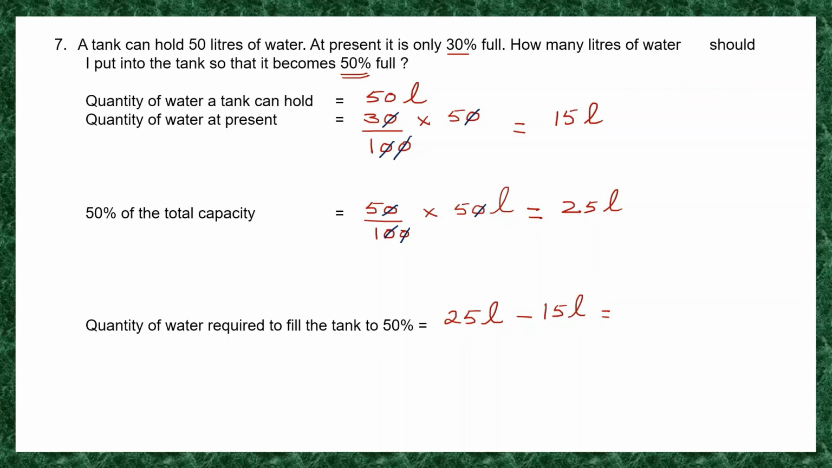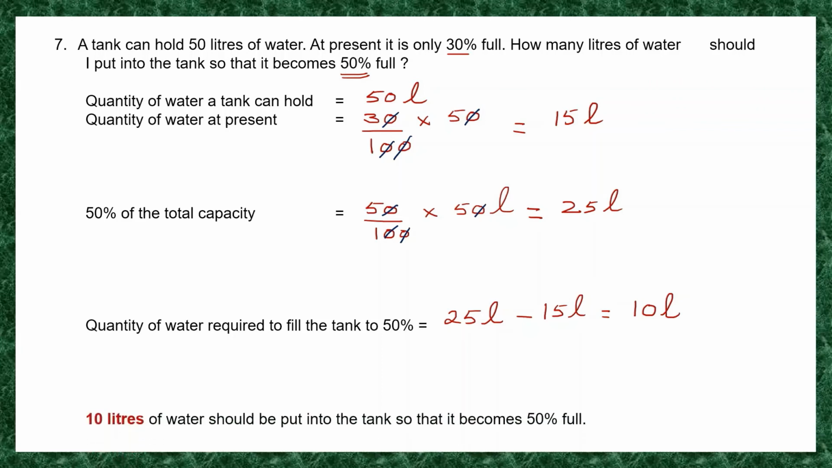So 25 minus 15 is 10 liters. So the quantity of water required to fill the tank up to 50% is 10 liters. So 10 liters of water should be put into the tank so that it becomes 50% full.